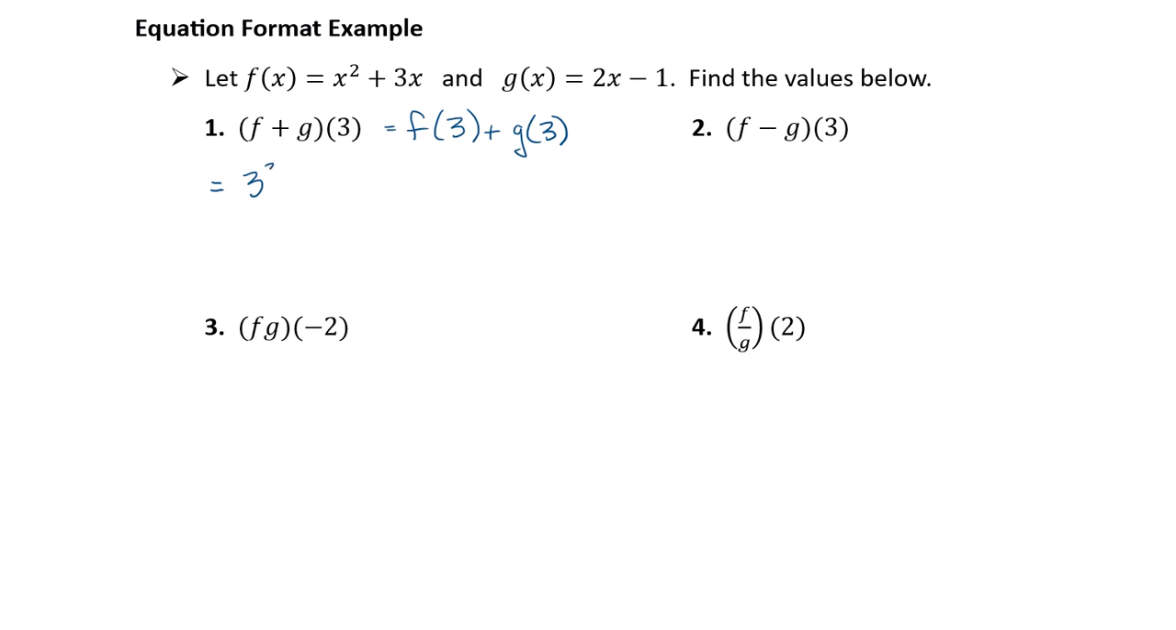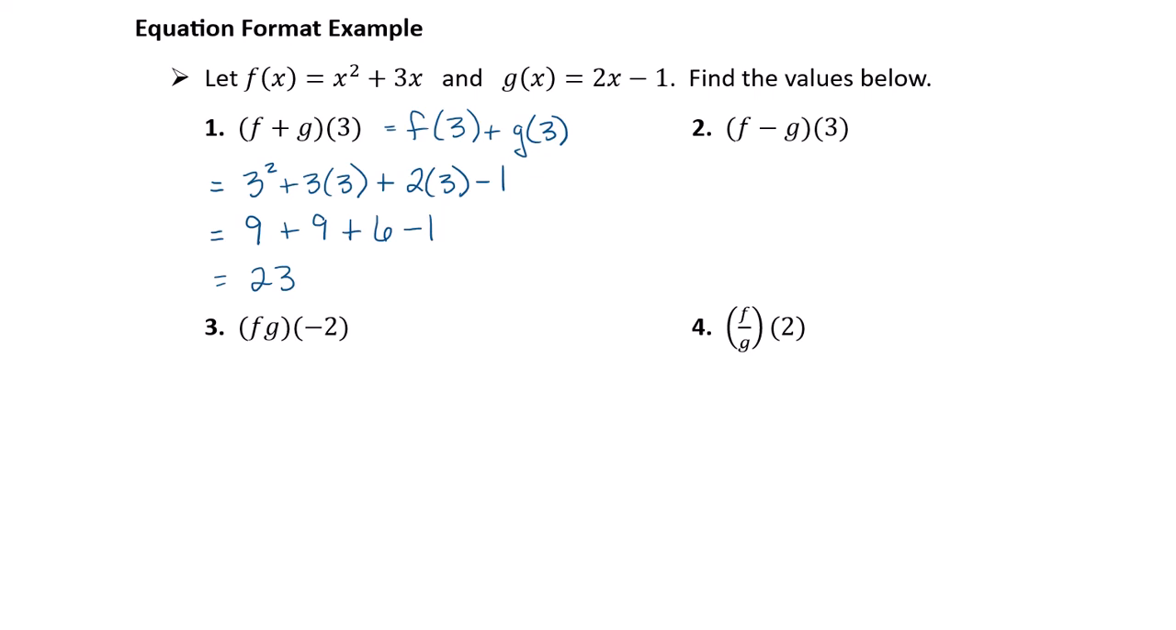The f function says to square the input and add 3 times the input. Then we're adding to that g of 3. G says twice the input minus 1. Simplify and we'll be finished. 3 squared is 9, plus 3 times 3 is 9, plus 2 times 3 is 6, minus 1. 9 and 9 is 18, plus 6 is 24, minus 1 is 23. So f plus g of 3 is 23.